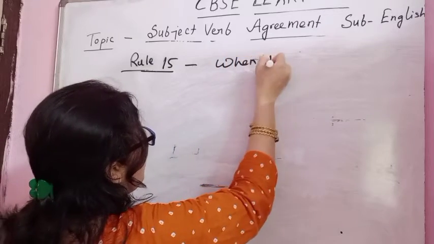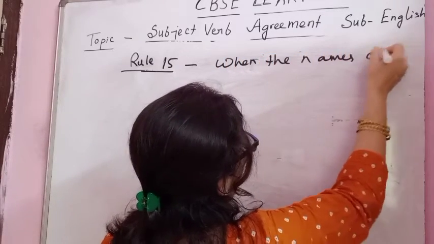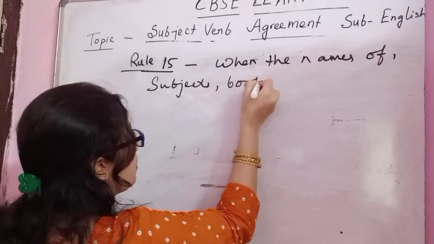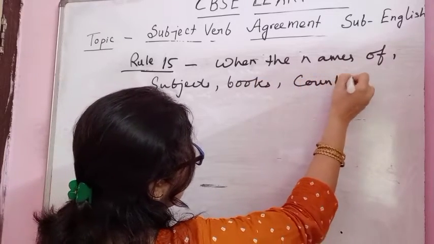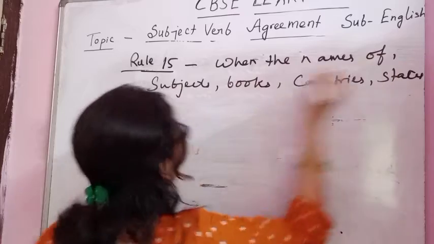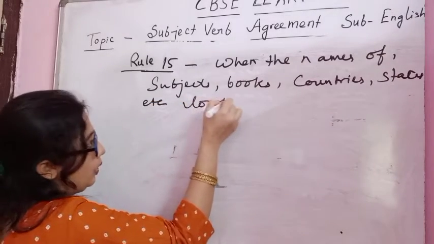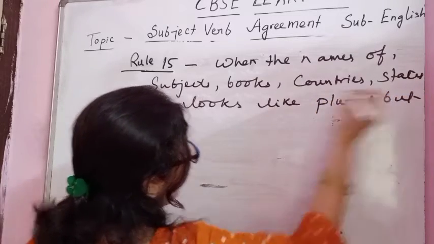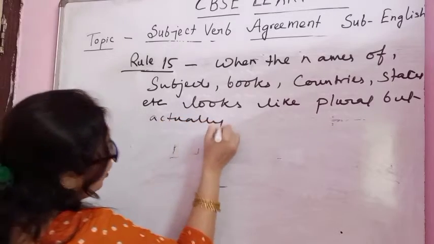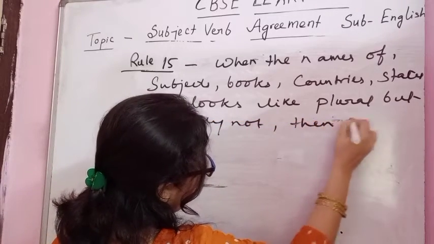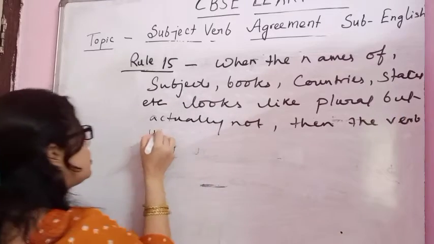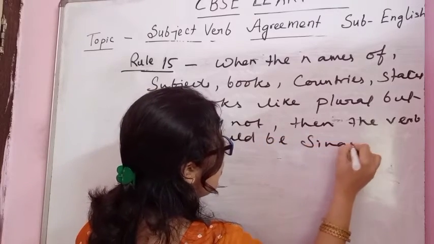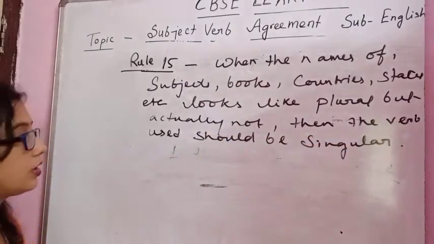When the names of subjects, books, countries, states, etc. look plural but actually are not, then the verb used should be singular. Okay. So in this case, the verb used should be singular.